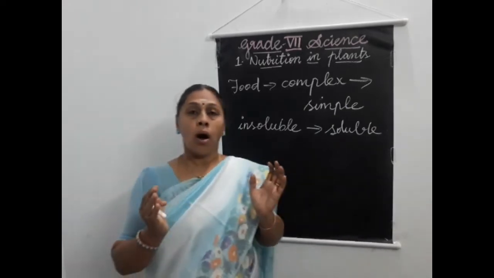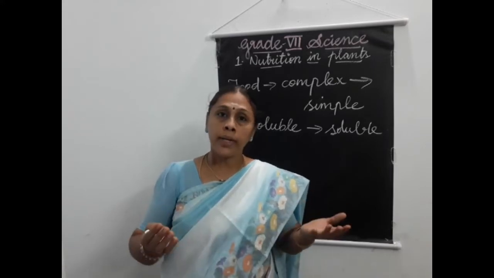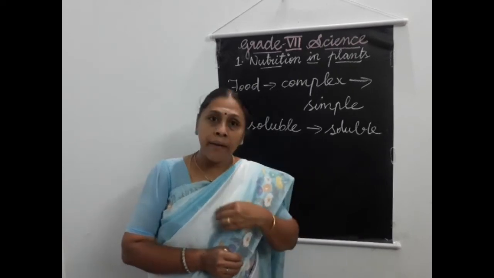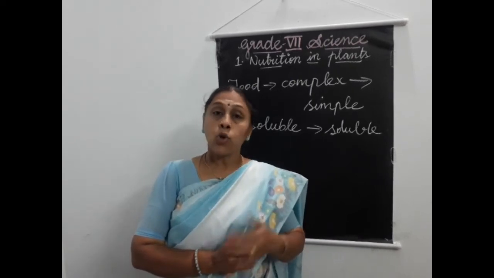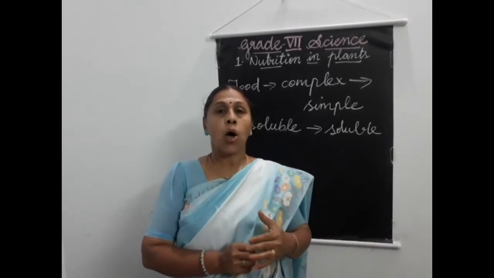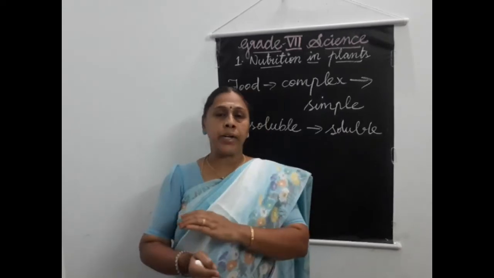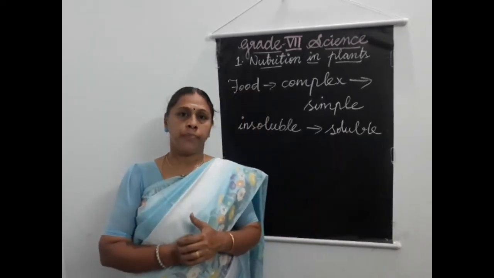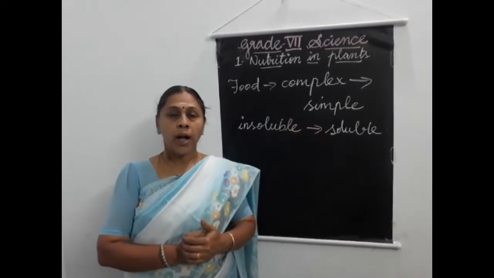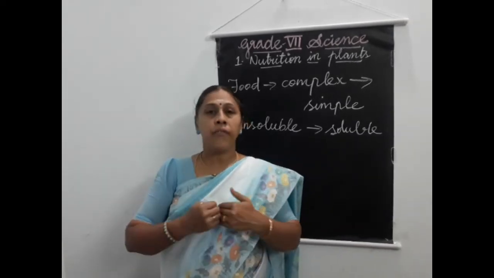Already you know what the components of the food are. The nutrients are the substances present in the food which are needed by our body. Those substances are in the insoluble form, and they should be converted into soluble form. That is, breaking down the complex food into simple food, because our body cannot utilize as such what we are eating.